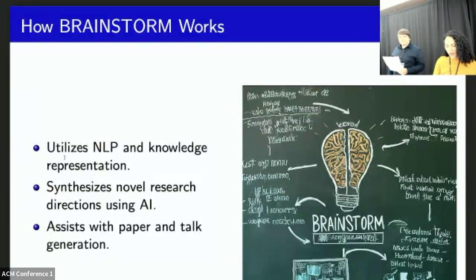From this ocean of knowledge, BRAINSTORM leverages generative AI models to synthesize entirely novel research directions. It explores unexpected connections between seemingly disparate ideas, highlights underexplored areas, and proposes bold new hypotheses. BRAINSTORM can then assist further by outlining research talks and paper structures, and even drafting sections based on the generated ideas.